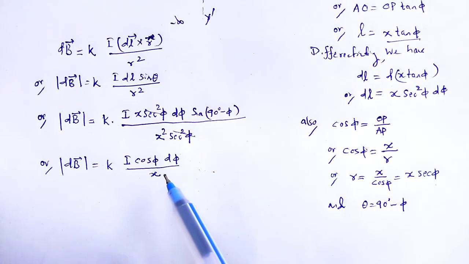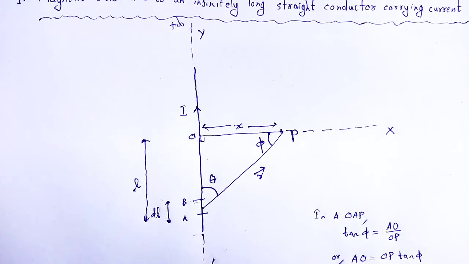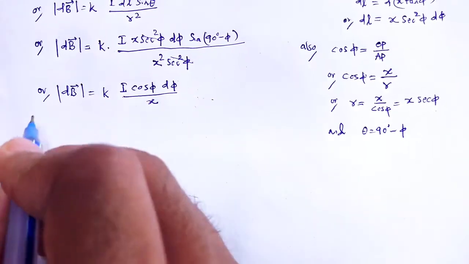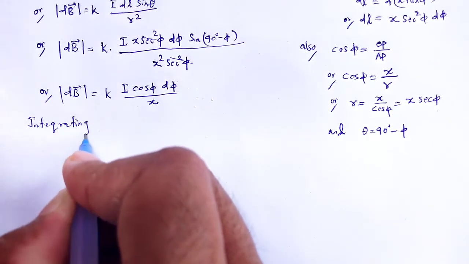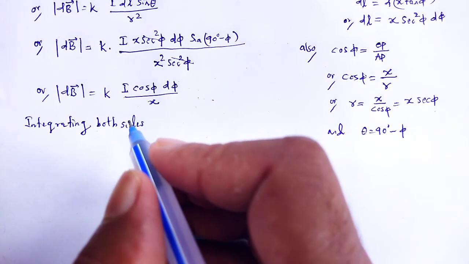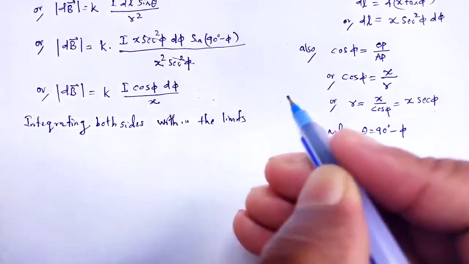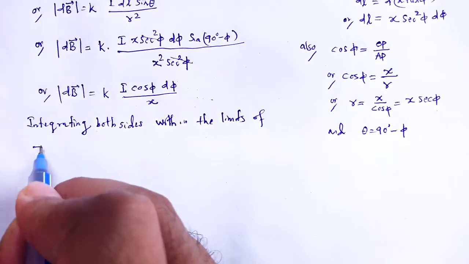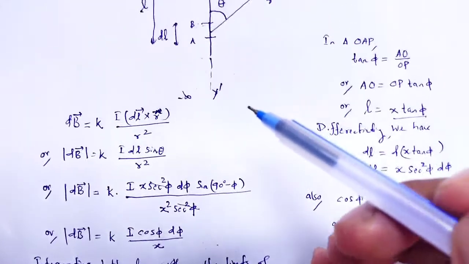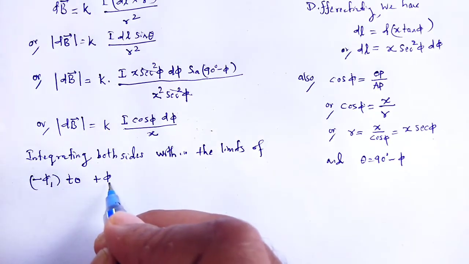Now, by integrating both sides, using its boundary conditions, let phi change from phi 1 to phi 2. Integrating both sides within the limits of minus phi 1 to plus phi 2, as from negative infinity to positive infinity.